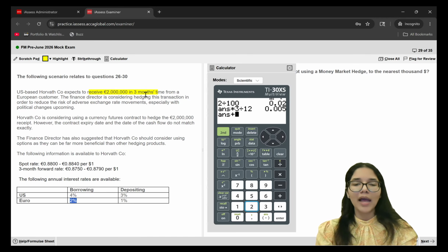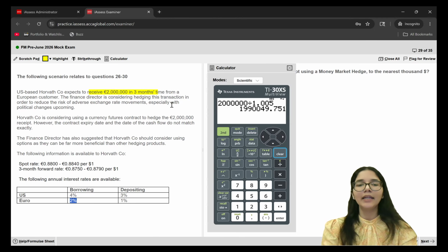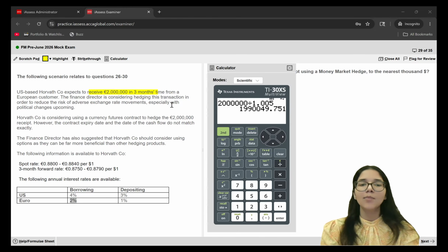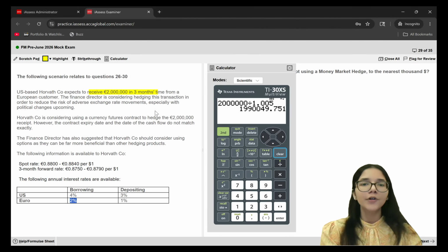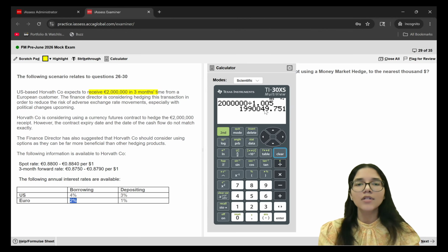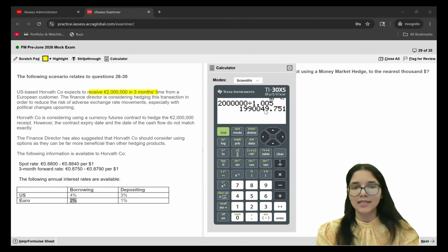Then I have to add 1 to this number. So I'll take 1.005. I'll take 2 million divided by 1.005. That means I need to borrow these many euros today so that after 3 months, it will become a liability of 2 million euros. This is the euros that we will borrow today. Then guys, we are going to translate. The second step is to convert these euros into my domestic currency.